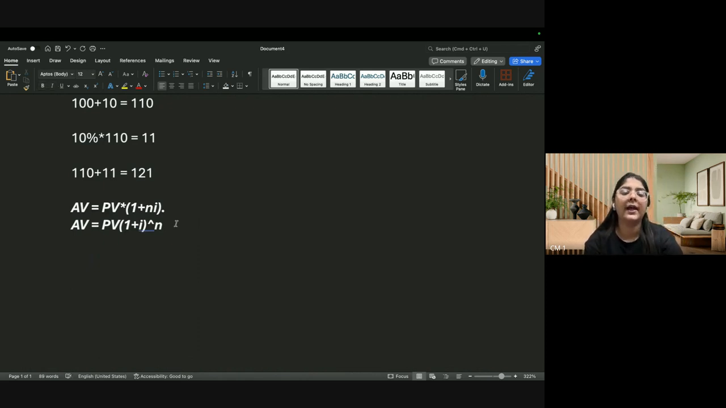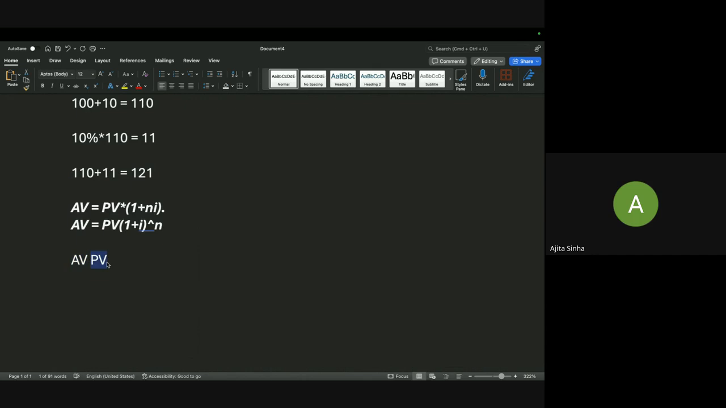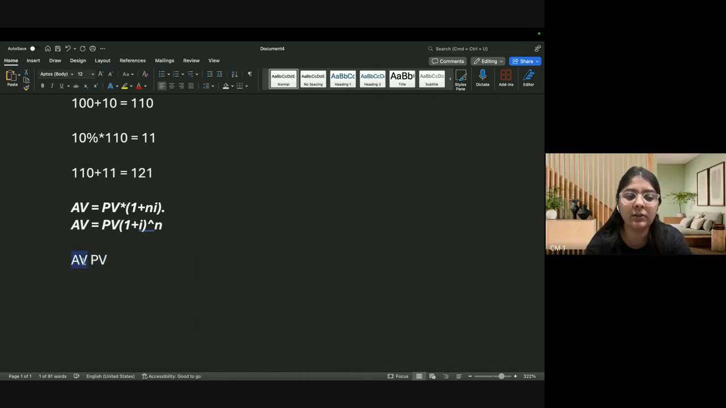Now, there are two concepts, accumulation and discounting. So we heard about AV and PV, right? Suppose you have been given the present value and you want to reach the accumulated value, what will you do? You will accumulate. And if you have been given the accumulated value and you want to calculate the present value, what will you do? Discounting. So if there is a sum of money in the future that you want to bring to the present, you discount it.